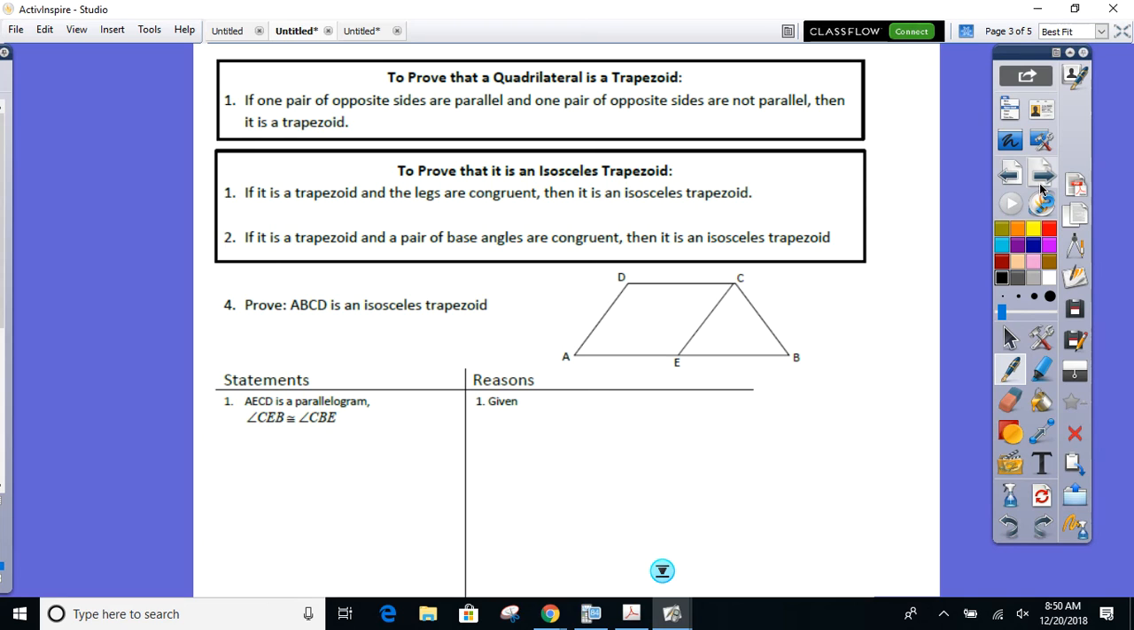And what's the only property of a trapezoid that we know of? One pair of opposite sides parallel. So that's what we need to do first. Forget about the whole isosceles part. Let's get ABCD one pair of opposite sides parallel somehow. Can you do that for me?